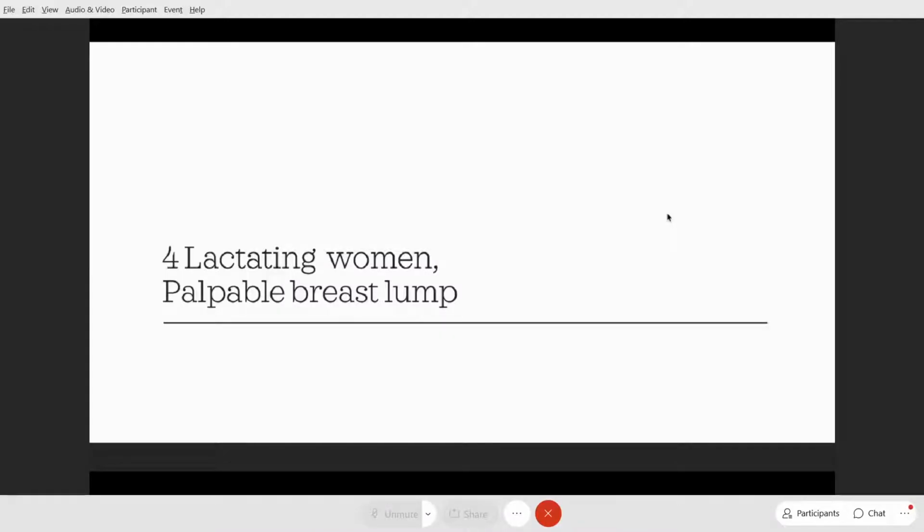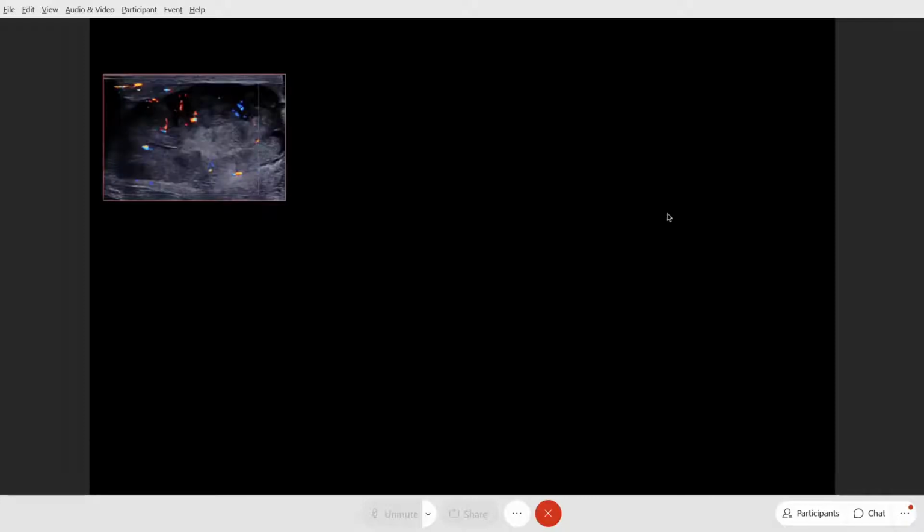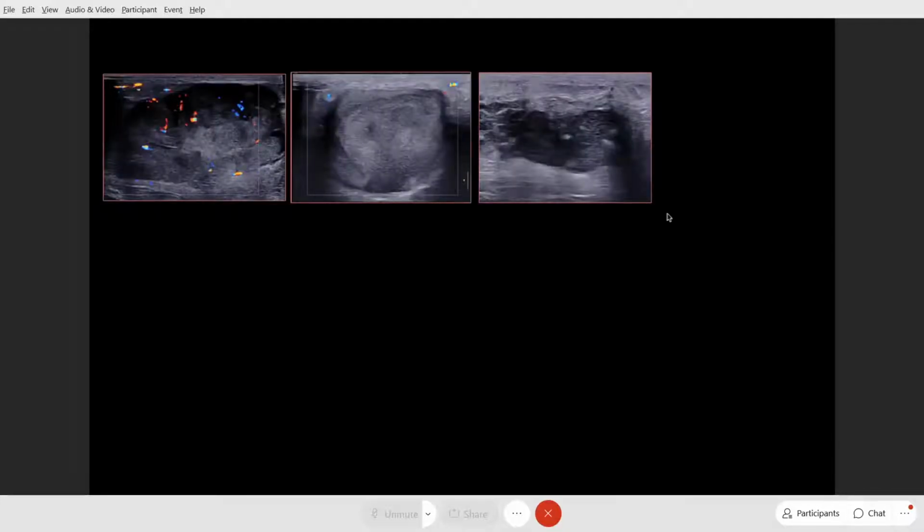Now, as like the first set, we are moving on to the last set. Again, a set of 4 women. This time, all of them are lactating, presenting with a palpable breast lump. As you all know, ultrasound is the first modality to start with whenever we see a lactating woman. Let's see. So this is case 1, case 2, case 3, and case 4.